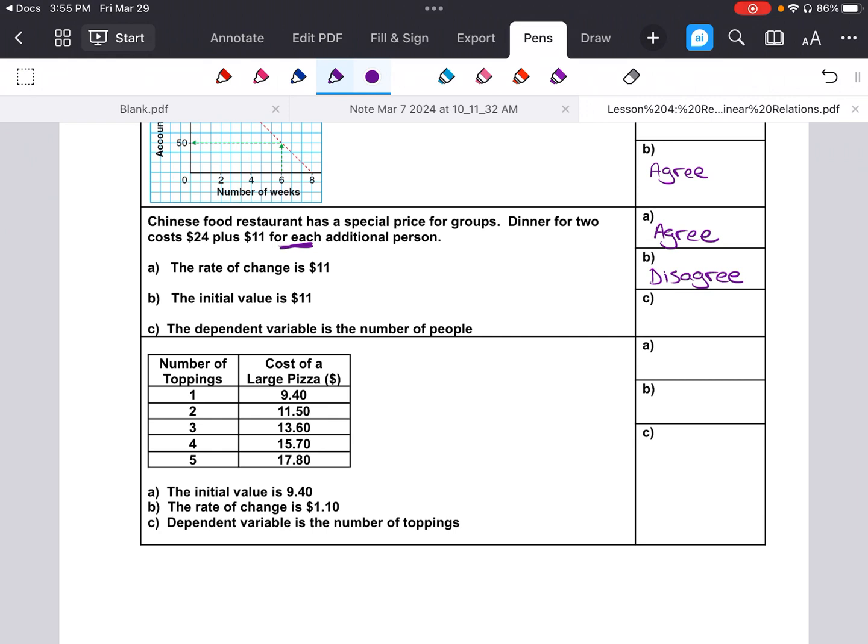And the dependent variable is the number of people. So if we were to draw a graph for this, the independent values would be the x, the dependent values would be the y. And in this case, the y is the money, the x is the people that walk through the door. So no, it is the independent variable that is the number of people. So this will be a disagree.